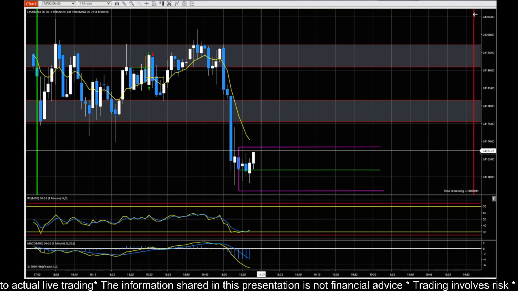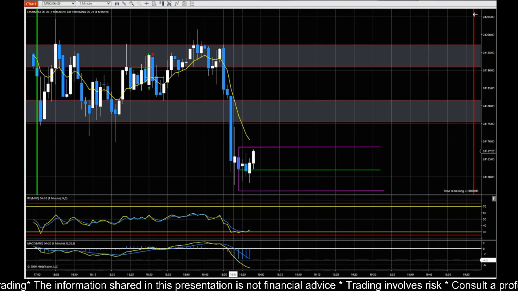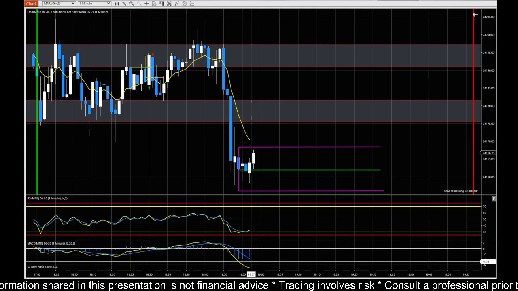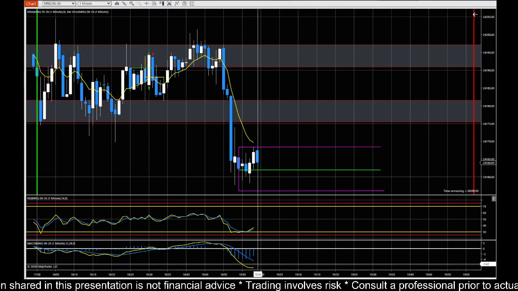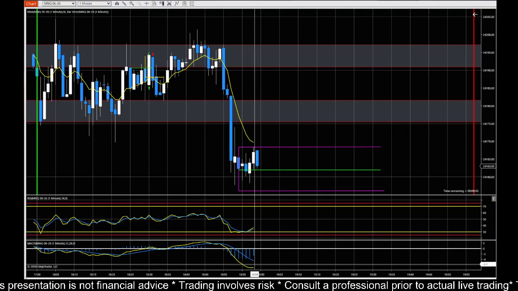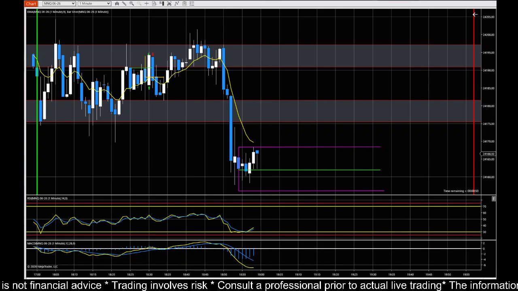And as this goes up here and comes in contact with the EMA, you'll probably see the MACD begin to roll up, and at some point it'll want to perhaps cross the signal line. The yellow MACD will want to cross the signal line. So let's see what happens here.